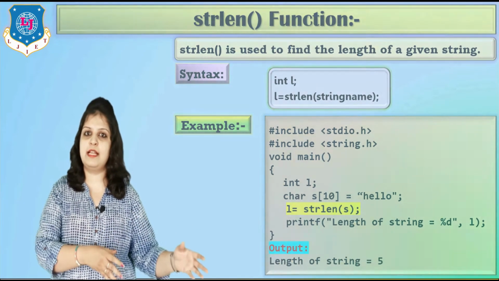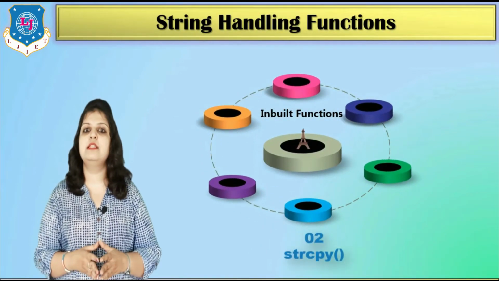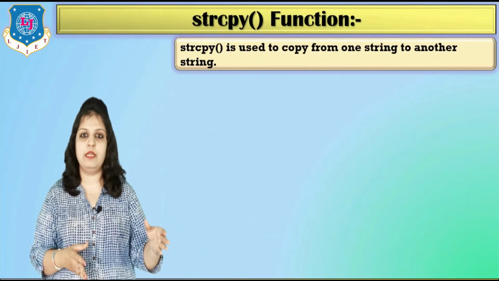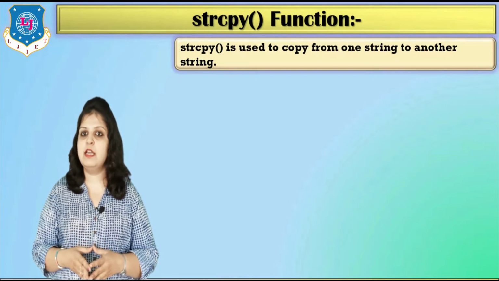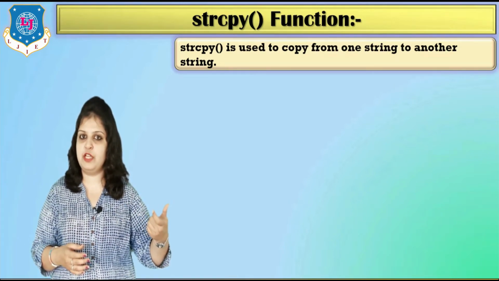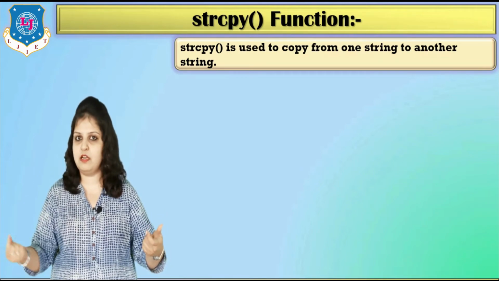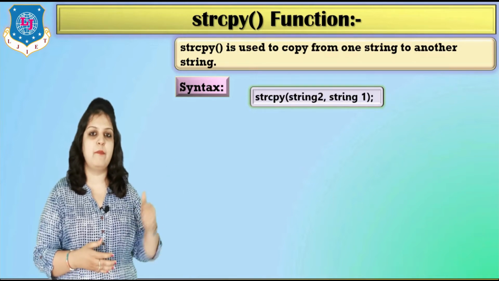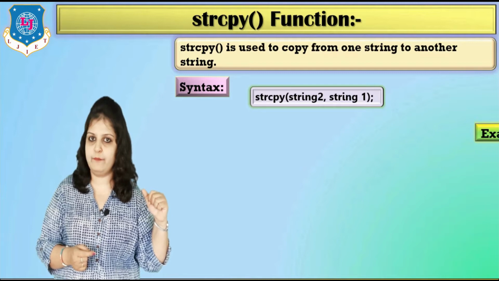Next, move to the next function, that is strcpy. So what is the use of strcpy? strcpy is used to copy from one string to another string. Means we have data in one string and the same data you want to copy into another string, then it is possible with strcpy, and the syntax is like strcpy(string2, string1).